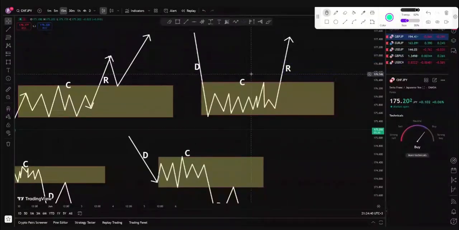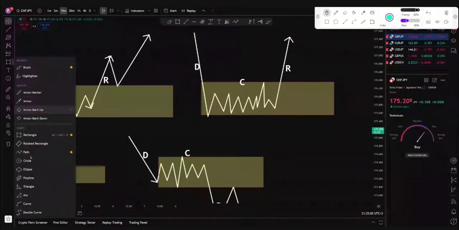So ukisikia mtu akisema ana trade DCR, wewe jua ni demand zone. Ukisikia mtu akisema ana trade RCR, jua ni demand zone. Ukisikia mtu akisema ana trade RCD, wewe jua ni supply. Ukisikia ni DCD, jua ni supply. So huyu anagoja nini? He's just waiting for the market to come back at that zone. It tests your zone, then ingia nini? Buy positions. Let me draw that.